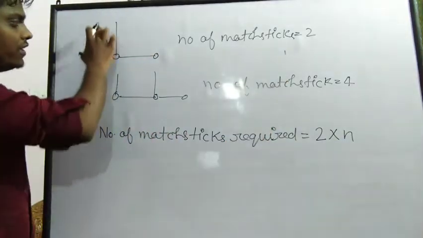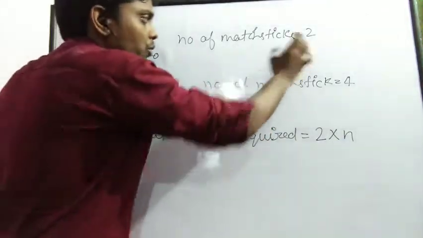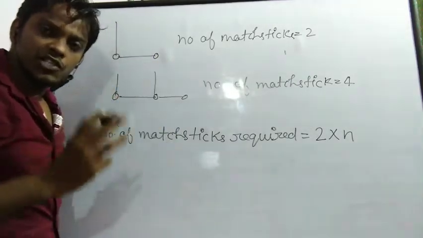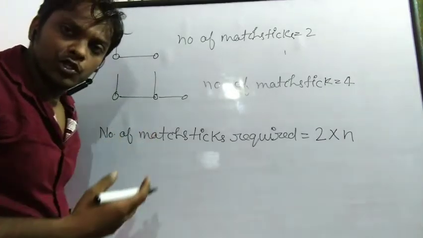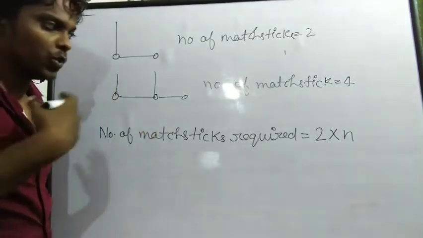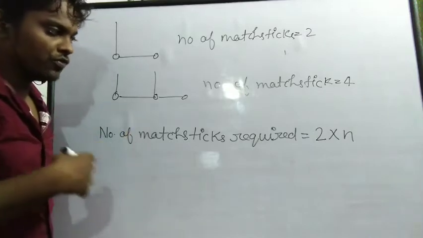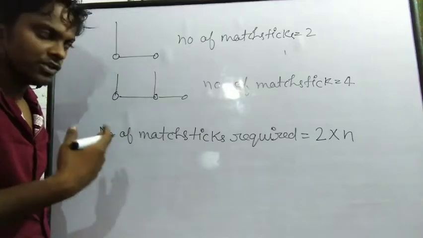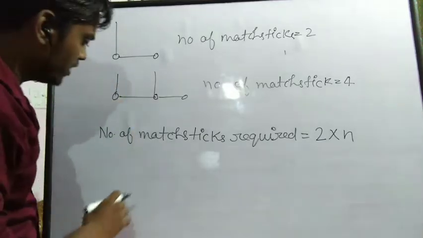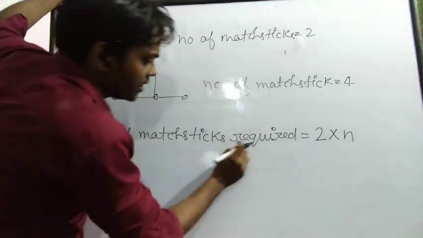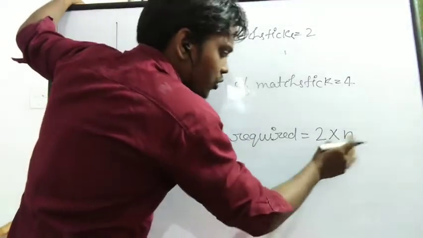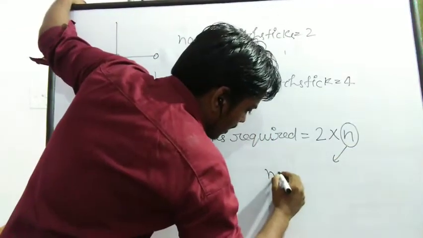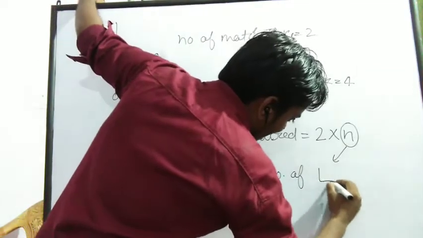Why? Because in the formation of 1 L there are 2, and whenever we form the shape of L, it is multiplied by 2 each and every time. 2 into 1, 2 into 2, 2 into 3, 2 into 4, 2 into 5 and so on. See, the number of matchsticks required is equal to 2 into n. What is n? n is the number of L's.